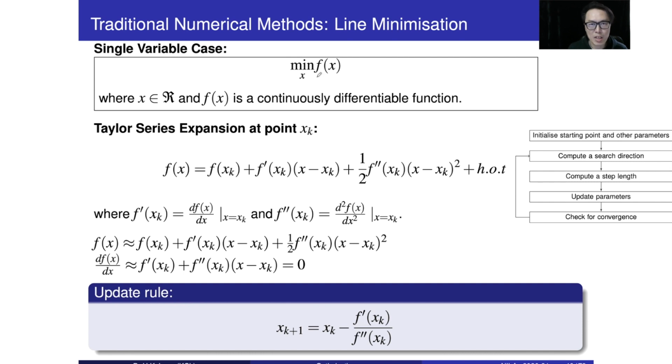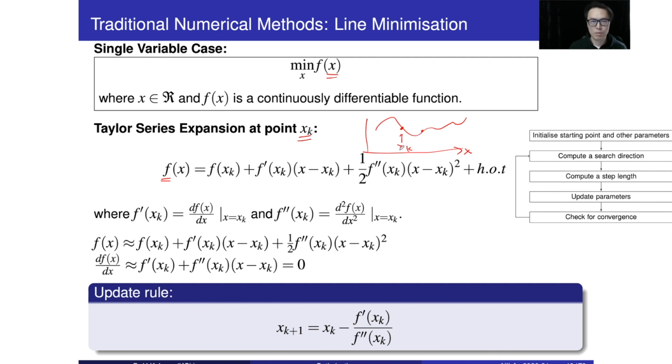That means we are going to minimize this real-valued function, and x is just a single variable. So f(x) is a continuously differentiable function because we need to use the gradient information. We start from the Taylor series expansion. So we have a function f, and we are going to expand that function at the point xk. We pick a point, I denote this point to be xk, and all other points could be any value of x.